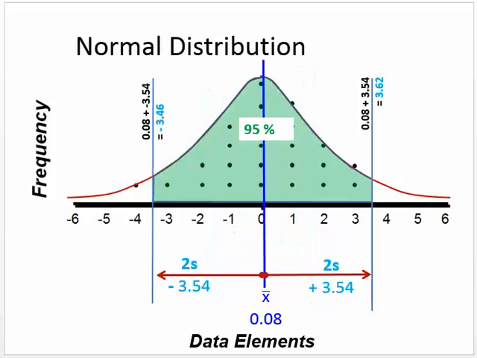The next one then is 2 standard deviations. So the way they got these numbers is they took 0.08 and added to it 2 times the standard deviation of 1.77. Over here they took 0.08 and subtracted 2 times 1.77. And this right here gave us 2 standard deviations from the middle. And that would be 95%. And that's how we do our normal distribution.